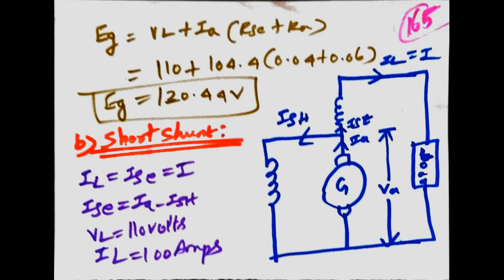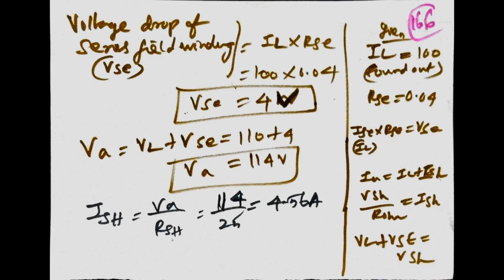The shunt field winding is connected between the series winding and the armature of the generator. IL is equal to ISC, which is equal to IA minus ISH. VL is equal to 110 volts, IL is equal to 100 amperes. The voltage drop of the series field winding is IL into RSC, 100 into 0.04, VSC is equal to 4 volts. VA is equal to VL plus VSC, which is 114 volts. ISH is equal to VA divided by RSH, which is 4.56 amperes.